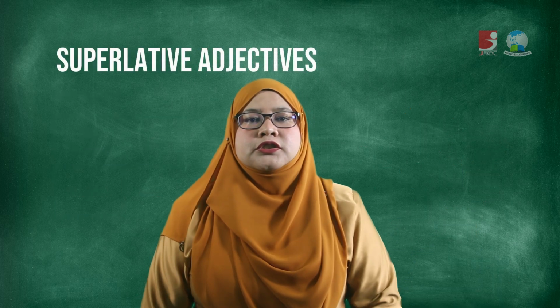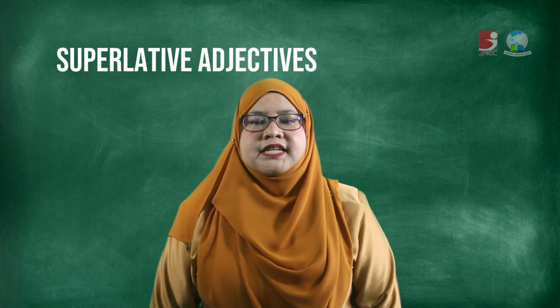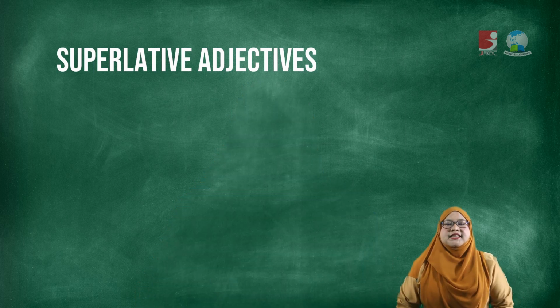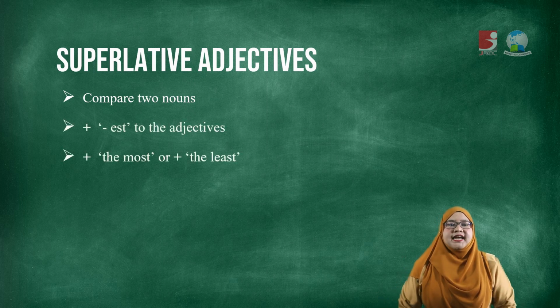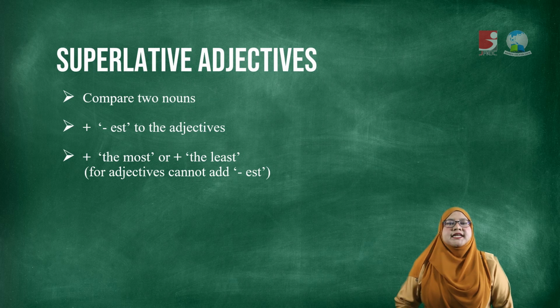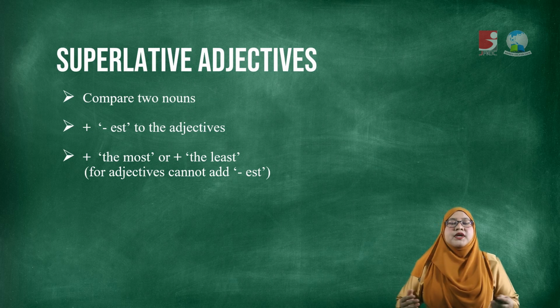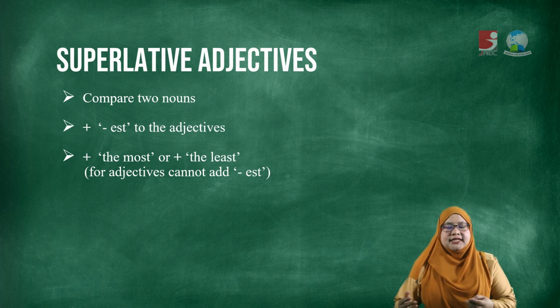Next, moving on to superlative adjective. Superlative adjective is used to compare more than two nouns. To form superlative adjective, we will add est at the end of the adjective. If we cannot add est at the end of the adjective, we will use the most or the least.